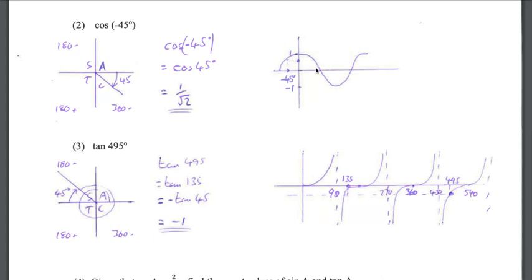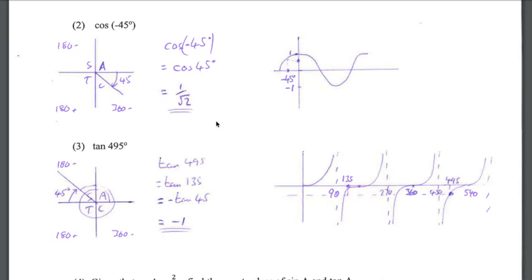If we count along 45, we'll get to a height of 1 over root 2. If we count back 45 degrees and see the height of the graph, that would also be a height of 1 over root 2. So the cosine of 45 degrees from our exact value knowledge is 1 over root 2.